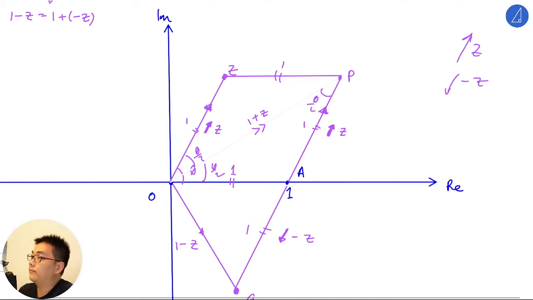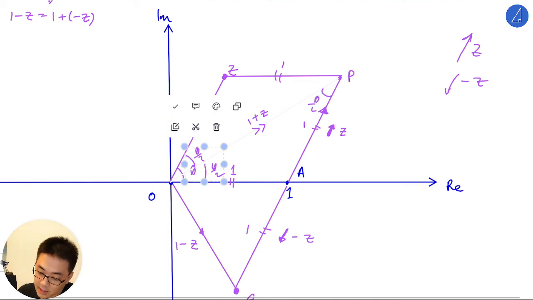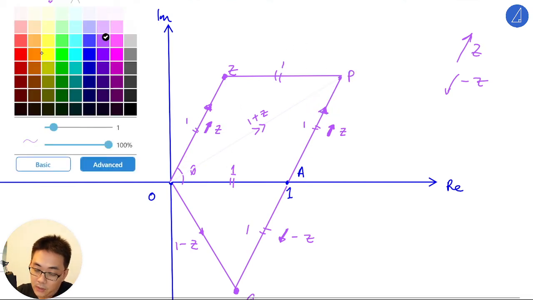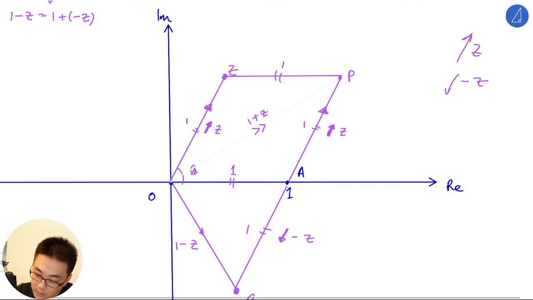Any issue with that? Maybe I should use another color. Now it's like everyone is just purple color. So I use this one. This is theta over 2. Theta over 2. Then this is also theta over 2. Base angle. This is a base angle of isosceles triangle, right? So this is theta over 2.